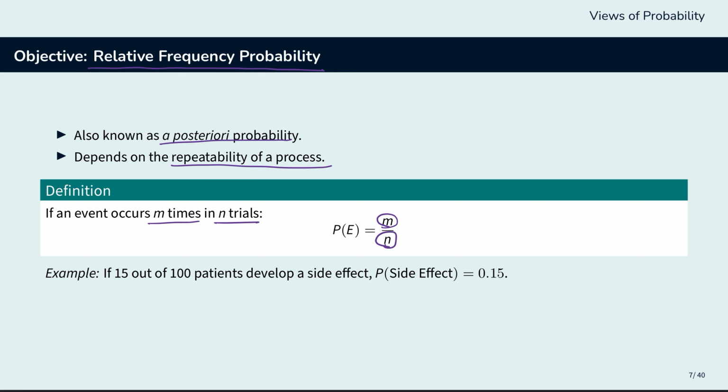For example, if 15 out of the 100 patients develop a side effect, then the probability of the side effect is the number of times the side effect has occurred over the number of trials that you're taking into consideration, which is written as 0.15.